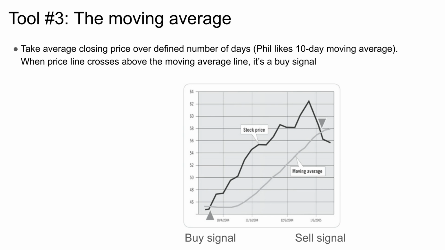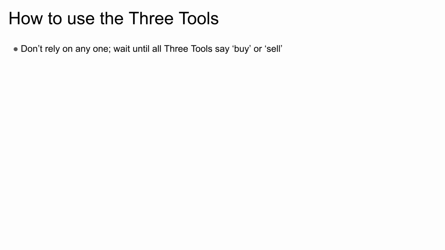How to use them together. Don't rely on any one tool. Phil's rule is simple and discipline-driven. Wait until all 3 tools say buy before you enter, and wait until all 3 say sell before you exit. That triple confirmation reduces false alarms and keeps ERI, the emotional rule of investing, under control. ERI is exactly that feeling, that the market always drops right after you buy, and always rises just as you hesitate. The tools remove the guesswork.